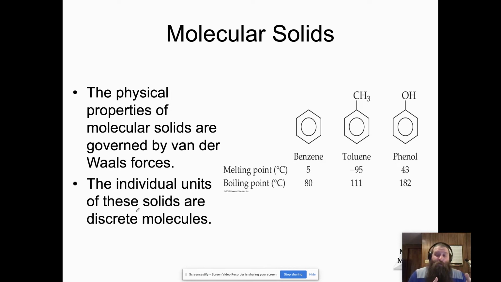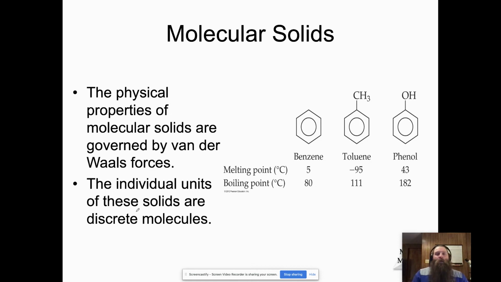That's not true in an ionic solid. There is no discrete salt molecule. It's just all salt, right? It's all table salt. It's all NaCl. You can cut it every different which way. As long as you get NaCl, you're good. But in a molecular solid, like benzene, it has its own identity. It's a specific molecule, and you have a bunch of them all together, and that's what's making your solid benzene.